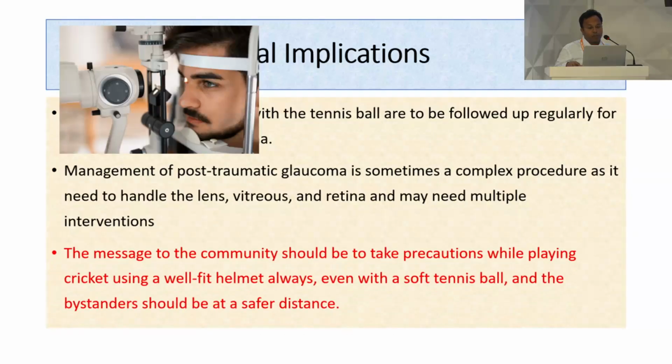The message to the community should be to take proper precautions while playing cricket, using a well-fitting helmet, because helmets come in various types, and some with a nose and brow gap cannot prevent injury even with a soft tennis ball. Bystanders should stay at a safer distance and be vigilant.